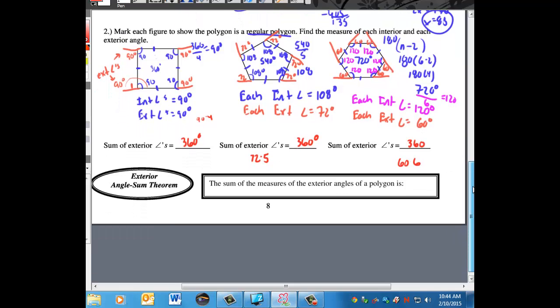So that leads us to our next theorem. It's called the exterior angle sum theorem. The sum of the measures of the exterior angles of a polygon is always going to be 360 degrees.